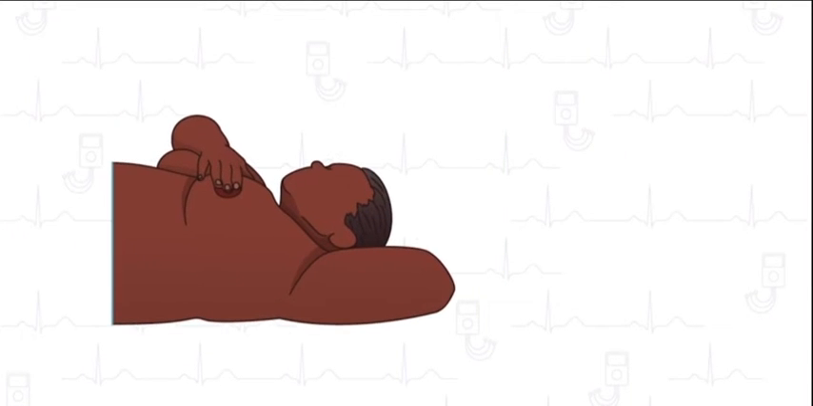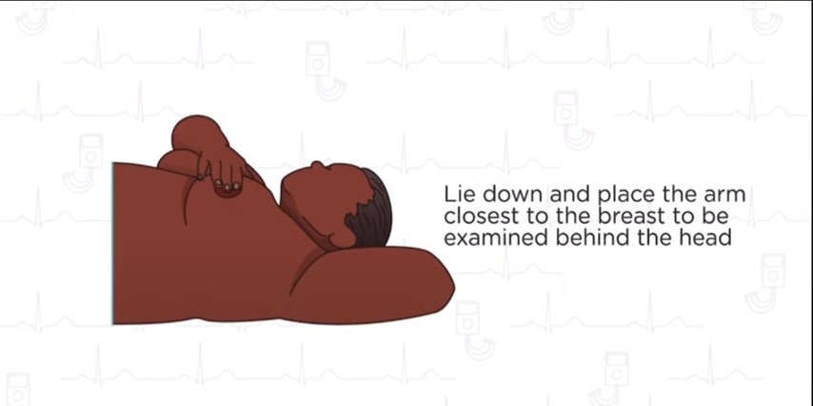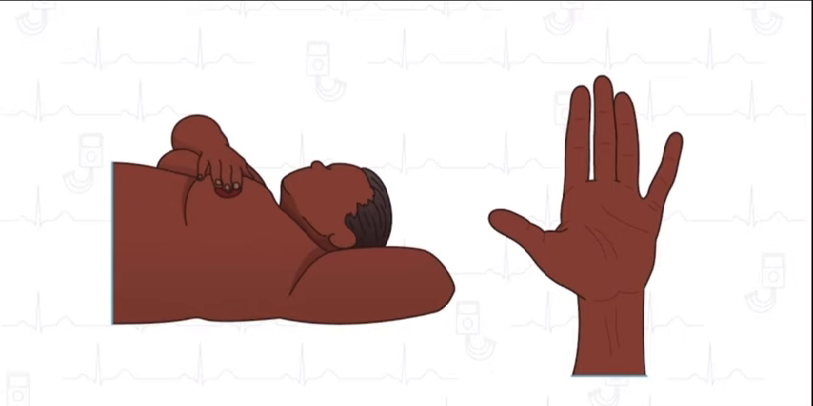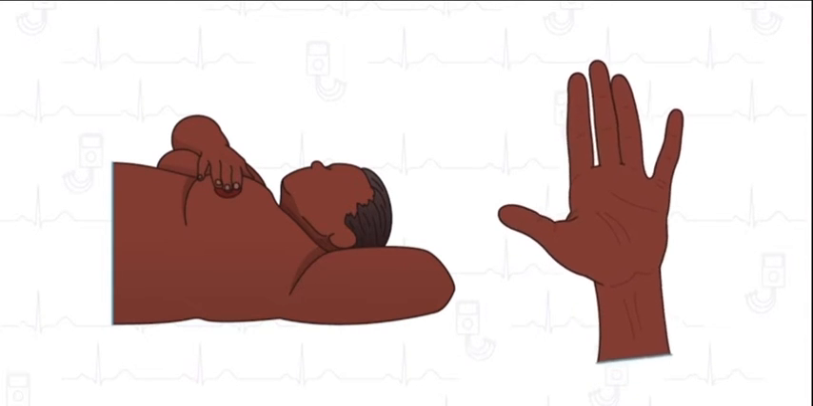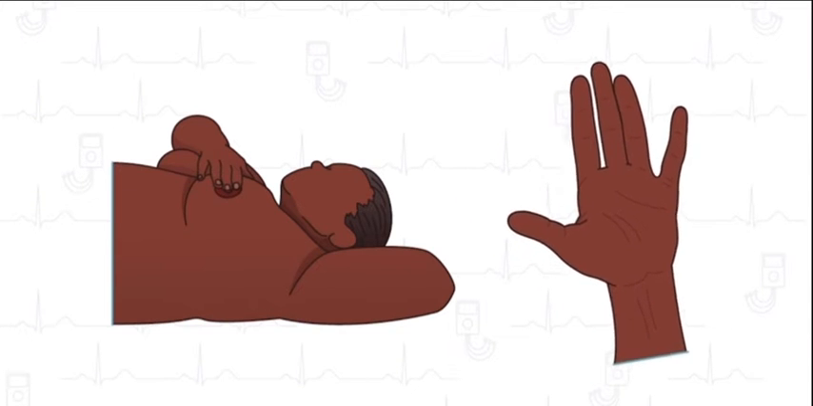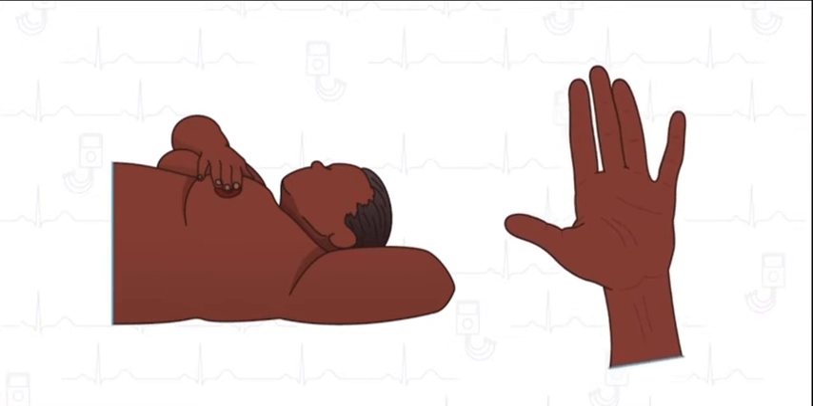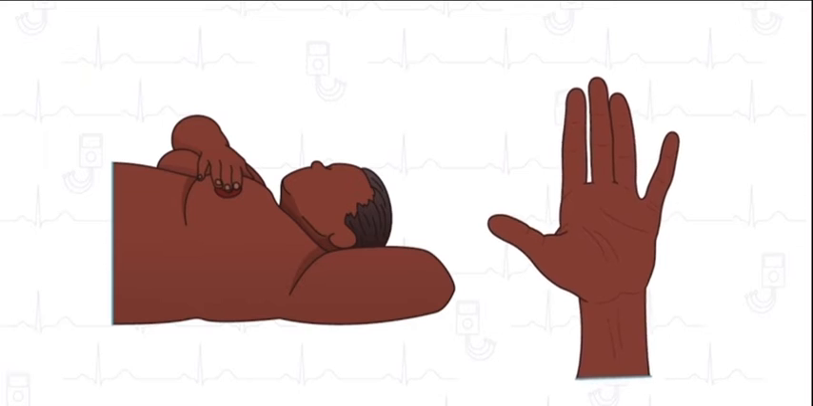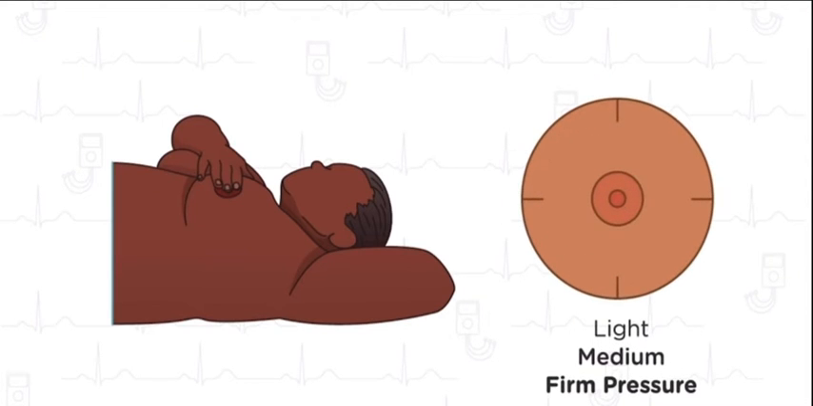To palpate for lumps, lie down and place the arm that is on the same side as the breast being examined behind their head. The patient should palpate each breast using the pads of their 3 middle fingers. Make overlapping dime-sized circular motions with the finger pads to assess each area of the breast for the presence of lumps. Apply light, medium, and then firm pressure to each area.